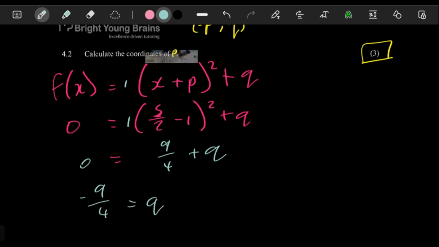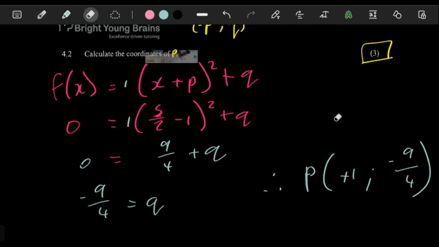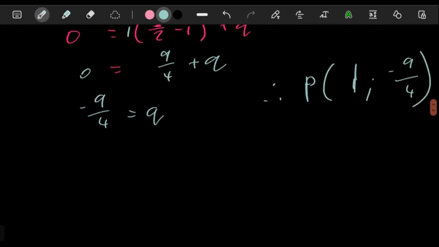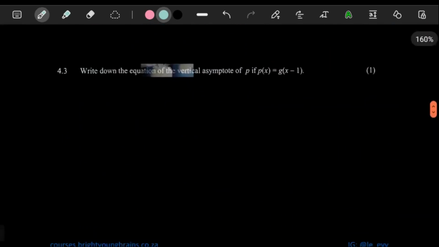Since we know that's what q is, it's the y value of the turning point. So it means that p, the x value, we already know it's a +1 in the equation. So the y value here is -9/4. Let me remove this here, because it's making it look a bit tacky. Anyways, let's move on. So this is 4.3.